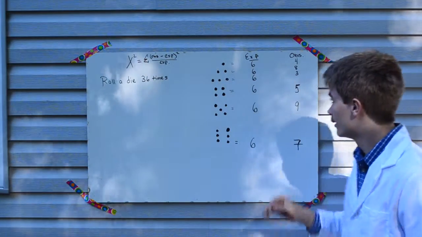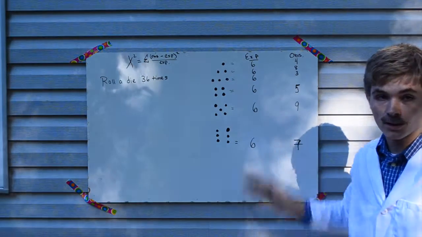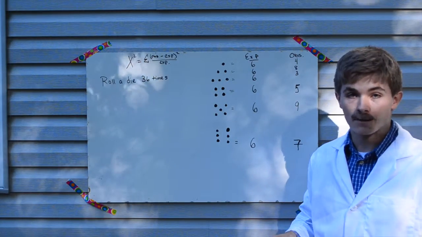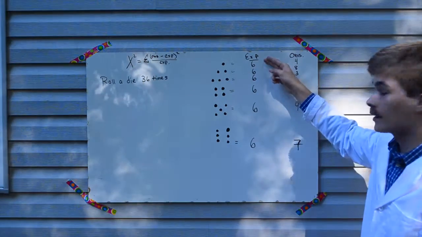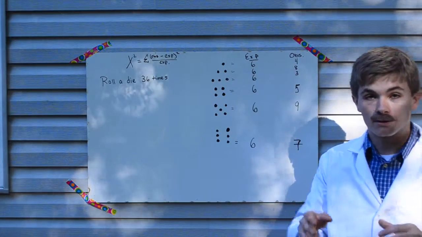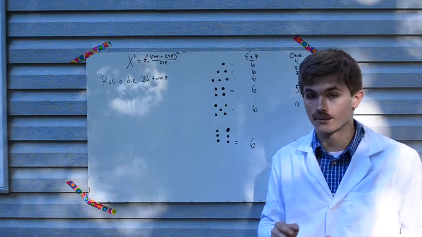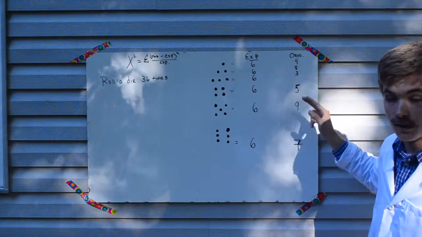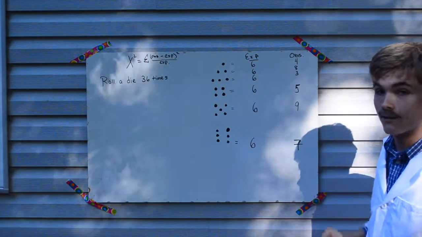Here, we have our expected values. If you roll a die 36 times, there's 6 possible options. You would expect each option to be hit 6 times. So our expected value for all 6 is 6. Now, my assistant rolled that die 36 times off camera, and these are the numbers she came up with: a 4, an 8, a 3, a 5, a 9, and a 7.